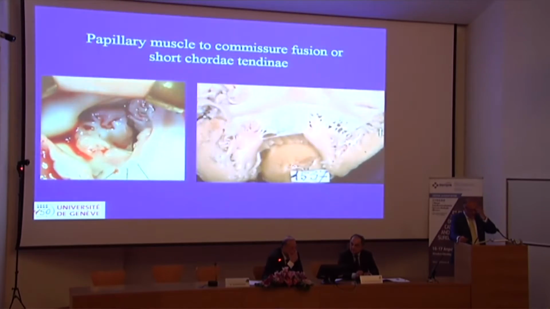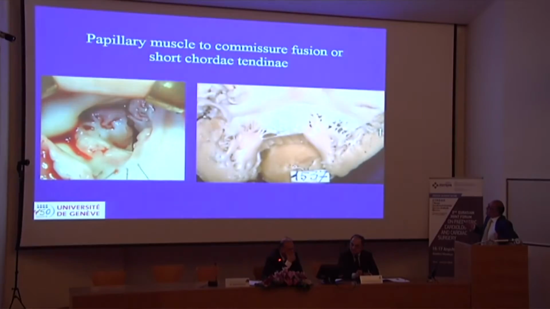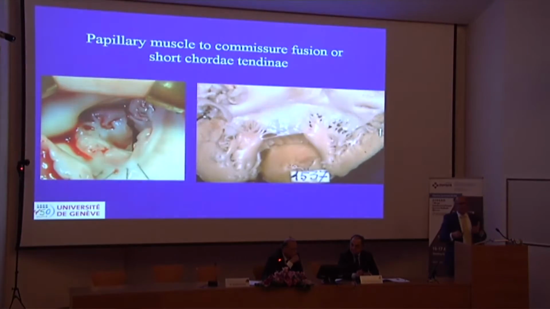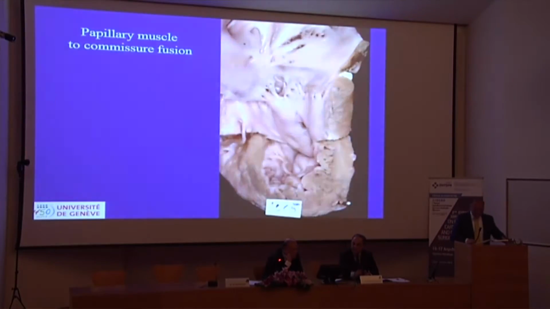Now, look here, the papillary muscle to commissure fusion or short chordae tendineae. This one is a short chordal syndrome. This one is the anterior leaflet of the mitral valve, the anterior and posterior papillary muscles with the short chordae tendineae, as you see here. Usually this one creates a mixed mitral dysfunction, insufficiency plus stenosis.